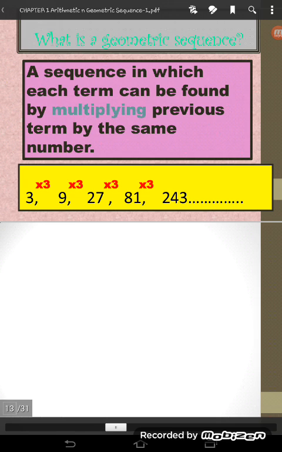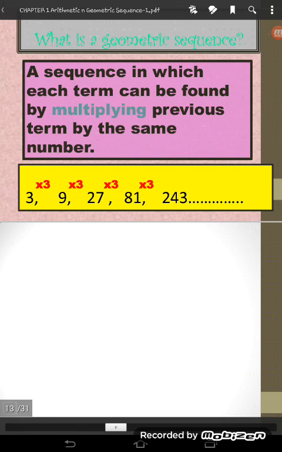Okay, so today continue on geometric sequence. So last time we already learned about arithmetic sequence. Apa tu arithmetic sequence? Yang lepas ulang kaji sikit. So arithmetic sequence in which each term can be found by adding previous term by the same number. Okay. So yang dulu tu arithmetic sequence, kita nak dapat term selepas dia tu, term yang seterusnya kita tambah dengan nombor. So tambah dengan nombor tu, yang kita tambah tu kita panggil sebagai common difference. Okay. So can be positive or negative. Okay. So common difference can be positive and negative.